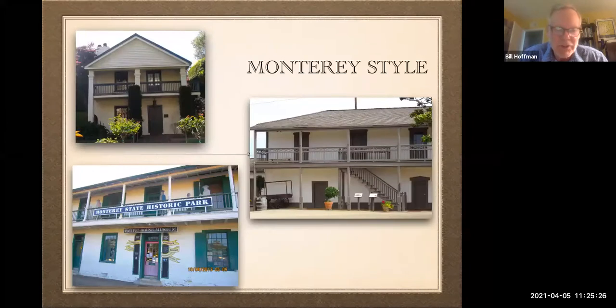The Monterey style, as I said, is like a Spanish colonial with a second story balcony. The one on the bottom left is the best example. They call it Monterey style because it originated in Monterey, California. You can see on the top left the second story balcony, but this home actually has sort of a Greek revival pediment with columns that are supporting this balcony. The one on the right is more like an adobe to which a second story balcony has been added.